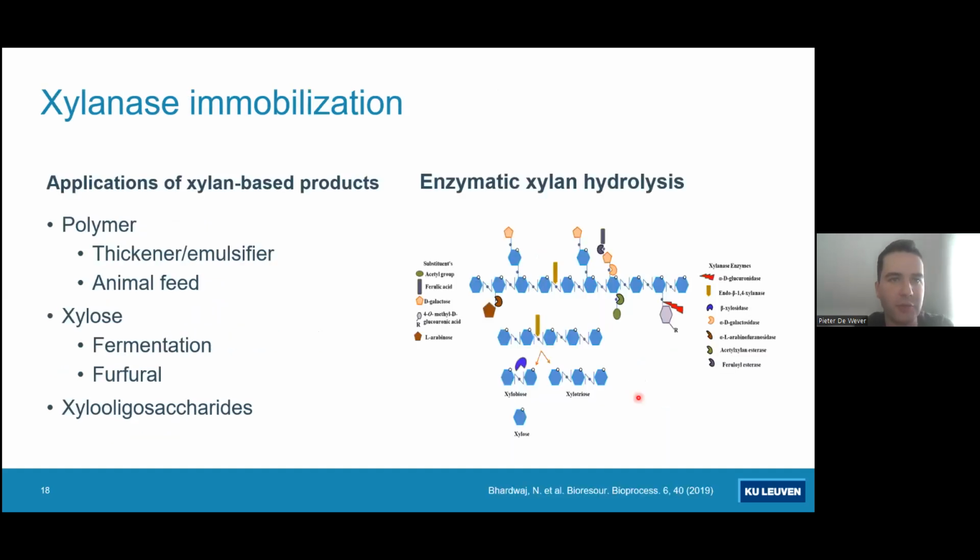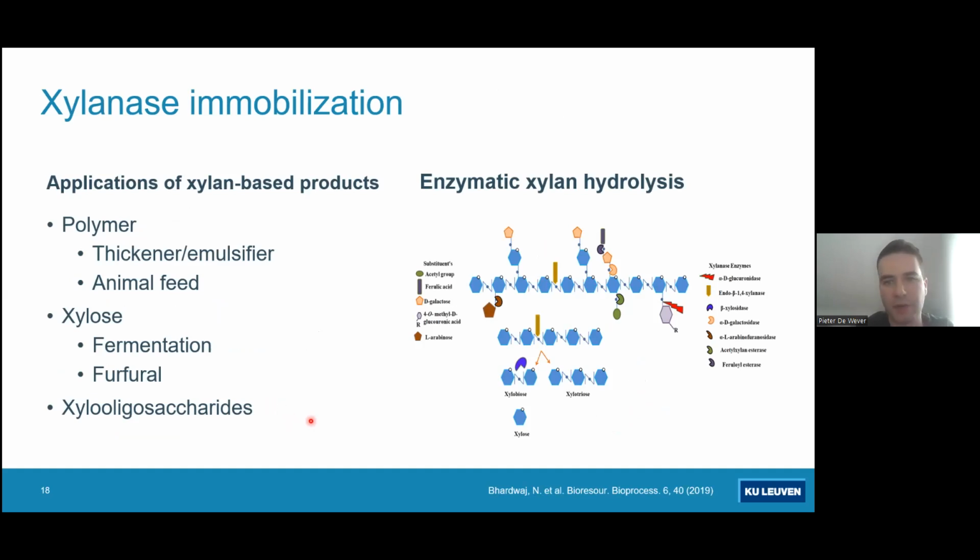So we decided to immobilize xylanase as there are many interesting applications to xylan and its related products. The polymer itself can be employed as a thickener or an emulsifier or be added to animal feeds. If you completely hydrolyze xylan into xylose, the xylose can be used, for instance, for the fermentation and the furfural. But an incomplete hydrolysis leads to the formation of xylooligosaccharides, which can act as a prebiotic.